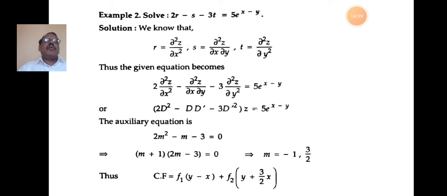Therefore the complementary function is f1(y − x) + f2(y + 3/2 x). This is the complementary function of the given problem.